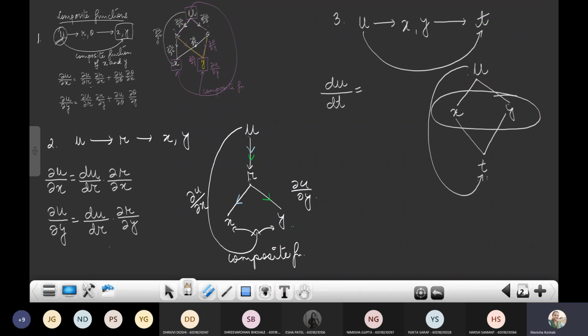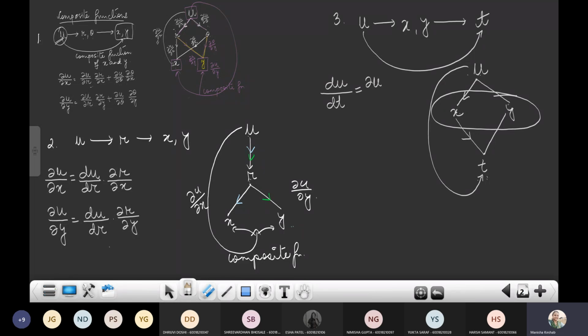So therefore, here you can see that u is a function of two variables x and y. So we will have to come via this path only, right? So via x and then x to t. So as u is a function of two variables, when we differentiate u with respect to x, that will be a partial derivative.